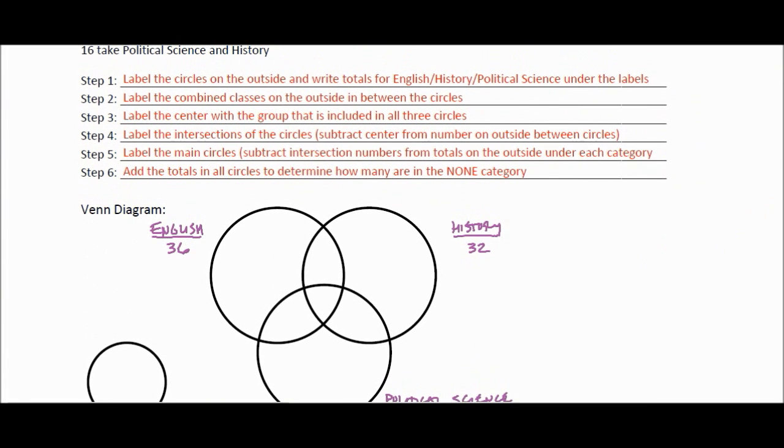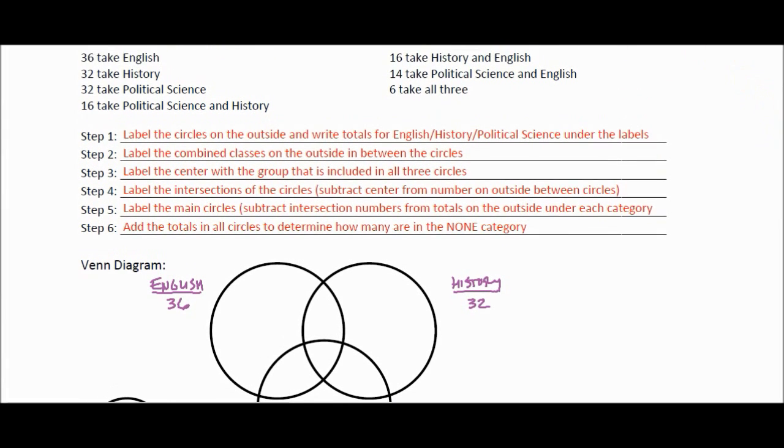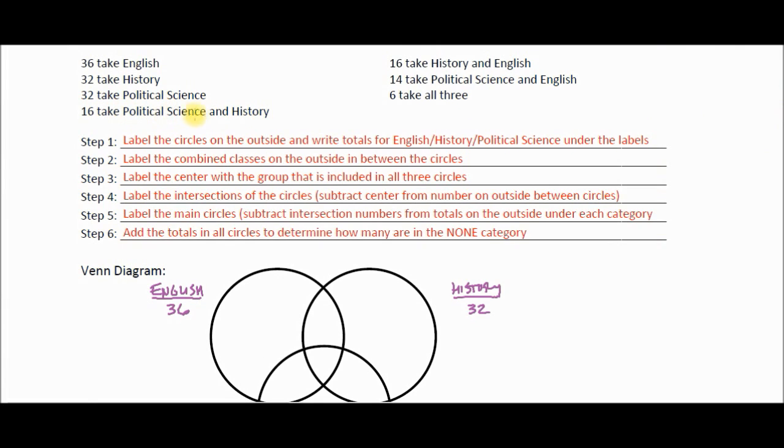Second step is label the combined classes on the outside in between the circles. Now, in your notes, I did step 3 next, label the center. So 2 and 3 can be flipped. It makes no difference. Let's just do step 2. Label the combined classes on the outside in between the circles. So here's what you'll do: you look at the combined classes. Well, 16 take political science and history.